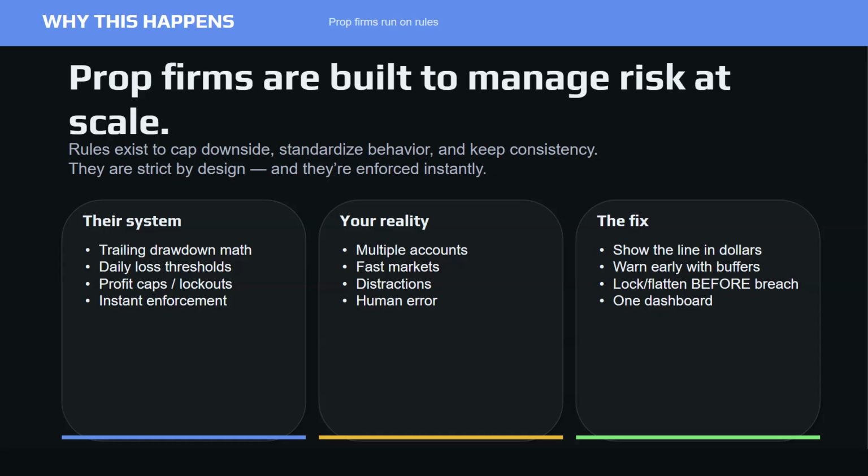So: show you the line in dollars, warn early with the buffer, lock and flatten before breach. Before you break the rules, already lock your account. And all of that should be in one dashboard. Why? Because of the distraction. Okay.